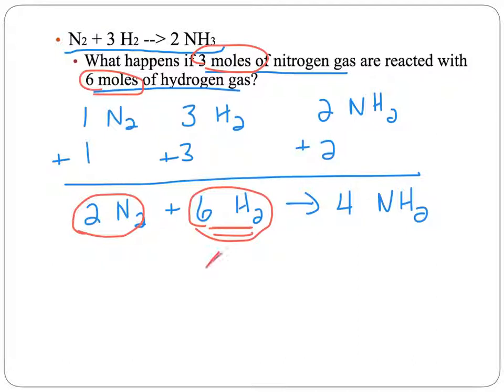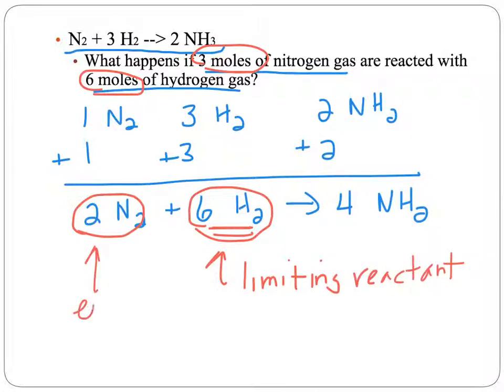So our limiting reactant is going to be the hydrogen gas. We don't have enough to finish the reaction. We don't have enough to use up any more nitrogen. The nitrogen is here in excess. There is still more, but we can't use it because we don't have any more hydrogen.